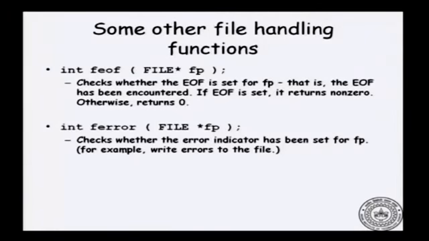The first function is feof, and it takes a file pointer. What it does is it checks whether you have encountered end of file while operating on FP. So, maybe you are trying to read the file and you have already reached the end of file. If EOF is set, then feof returns a non-zero value. If EOF is not set, that is you have not yet seen the end of file, then feof returns 0.